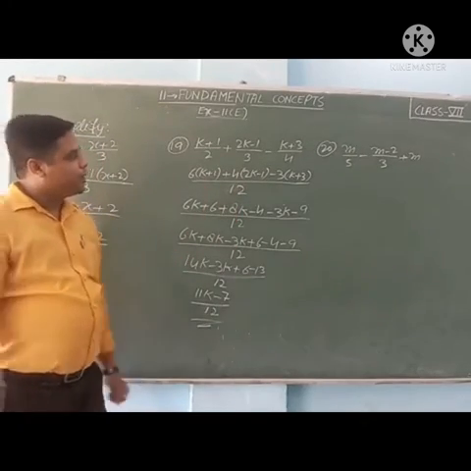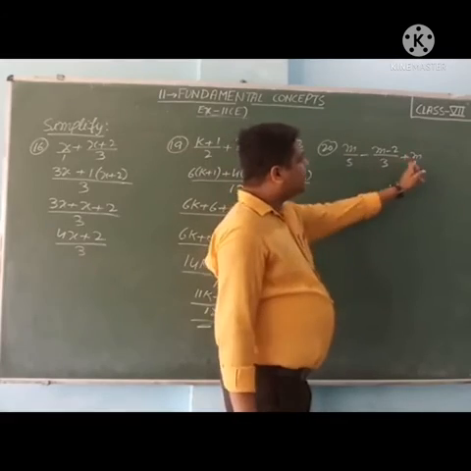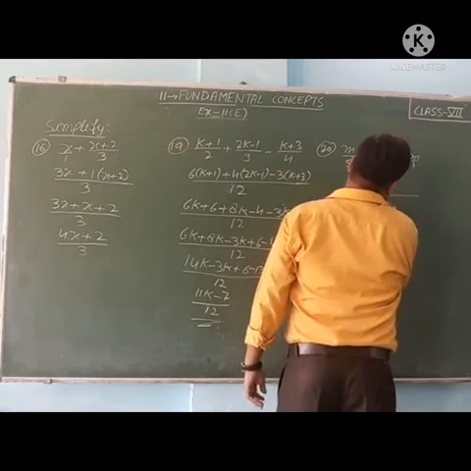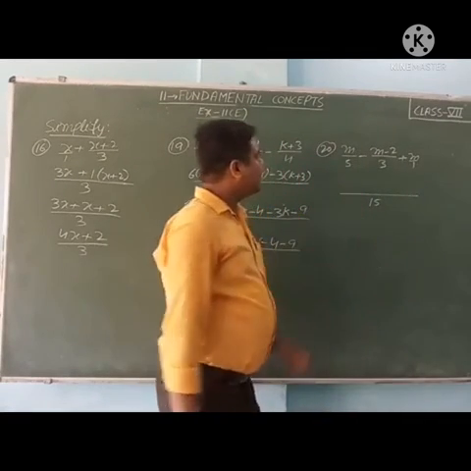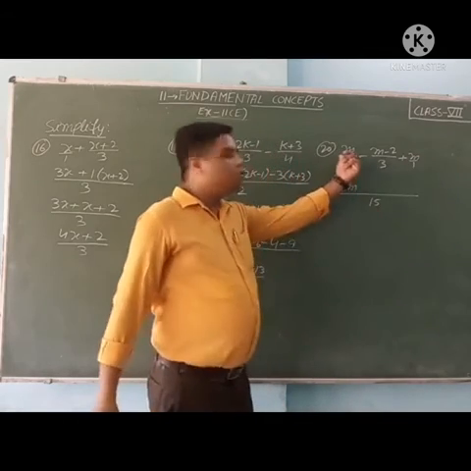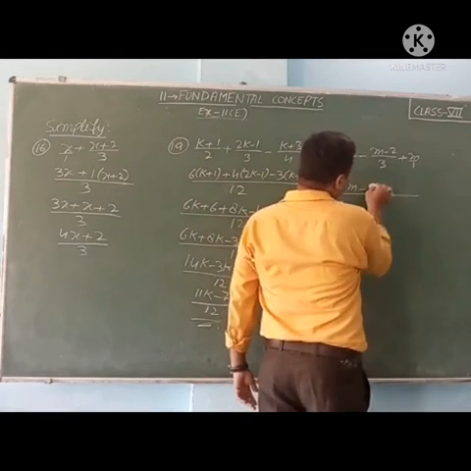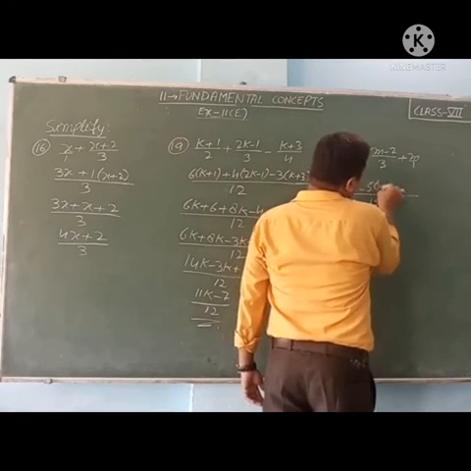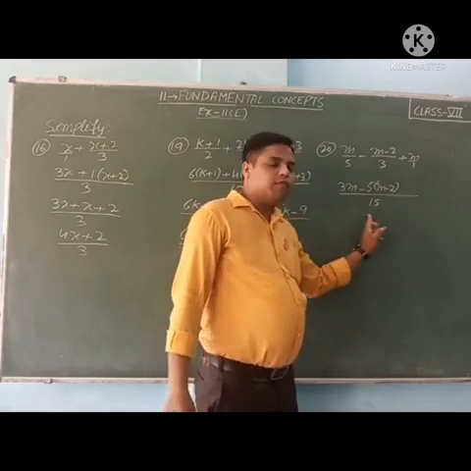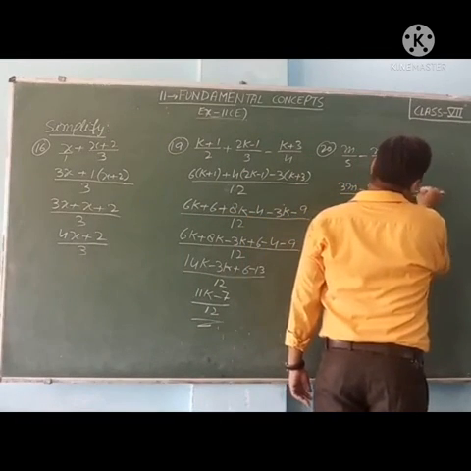Move to the 20th sum. We will take the LCM of 5, 3 and here 1. So LCM will come 15. 5 3s are 15. 3 into m, 3m. This one is monomial, so directly we can multiply. Then minus, 3 5s are 15, 5. Then m minus 2 inside the bracket. 1 15s are 15. 15 into m, 15m, plus 15m.